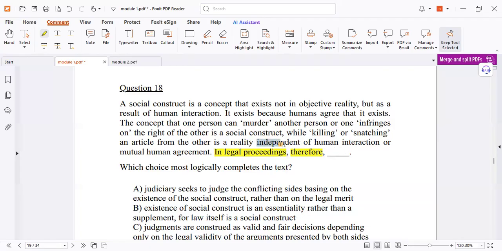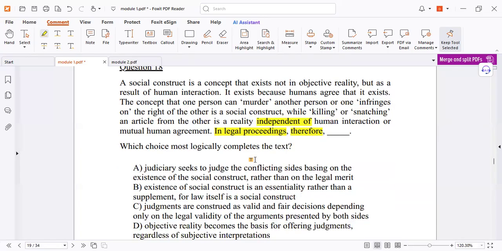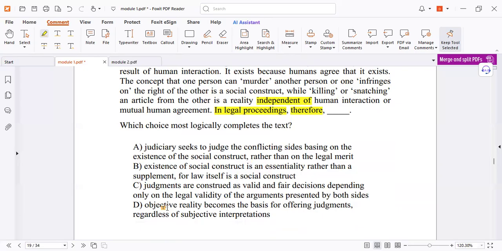is a reality independent from human interaction. He said here, this is something different from human interaction. So in legal proceedings, in legal discussions, in courts, in a judgment court, we don't follow the social construct. We don't follow whether people accept it or not. Wrong is wrong, correct is correct. Look sir, for letter D, objective reality, not subjective about whether people accept it or not, becomes the basis for offering judgment, regardless of whether it's subjective or not.